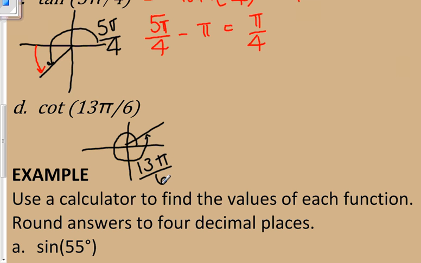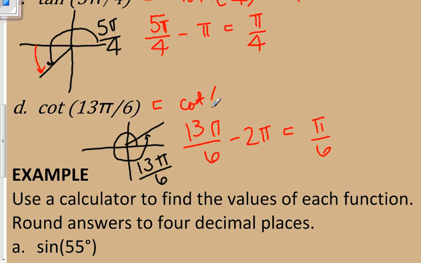So in other words, I need to find my coterminal angle. This is going to be the 13 pi over 6 minus 2 pi, which is pi over 6. Oh, we're in quadrant number 2. Everything's positive, so this is just going to be equal to the cotangent of pi over 6, which is going to be the square root of 3, positive square root of 3.